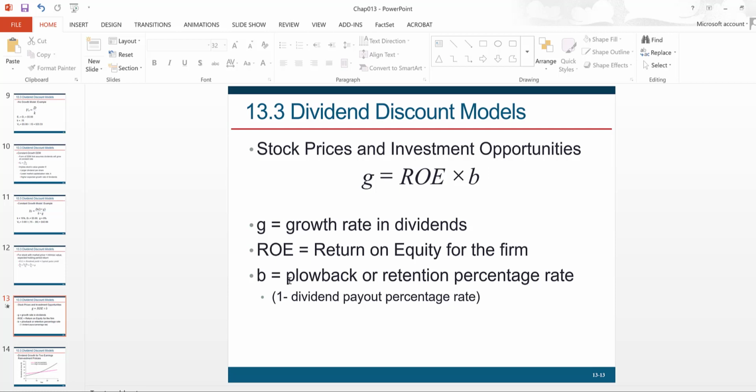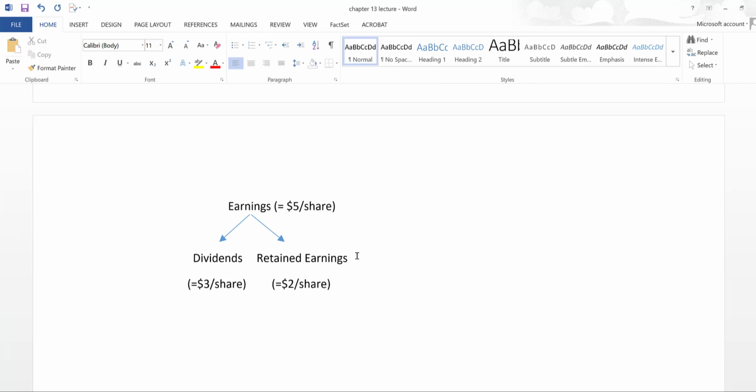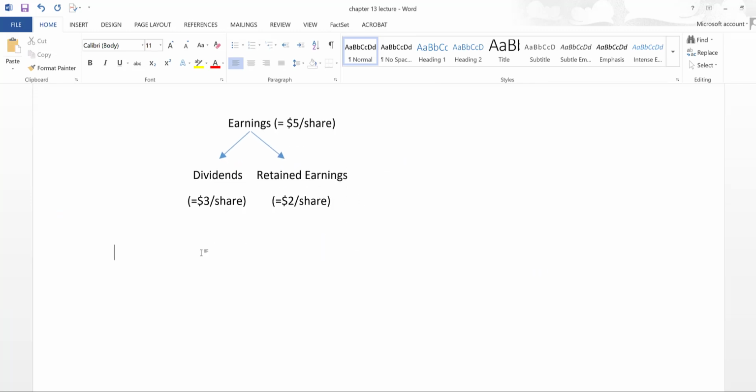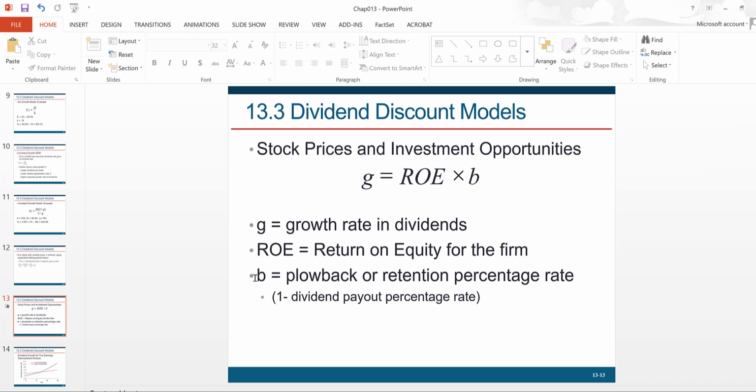What is B? B is the retention ratio or the plowback ratio. What fraction of earnings are retained by the company? That is what B is. So in this case, for example, out of $5 in earnings, $2 are retained by the company. So B is going to be 2 over 5 or 40%, right? What fraction of earnings are retained by the company? That is the retention ratio or the plowback ratio, and that is what this B is.